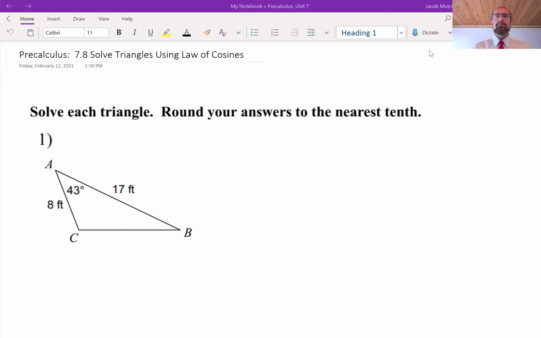Welcome to Pre-Calculus. Today we will investigate solving triangles using the law of cosines. We'll take a look at three examples.